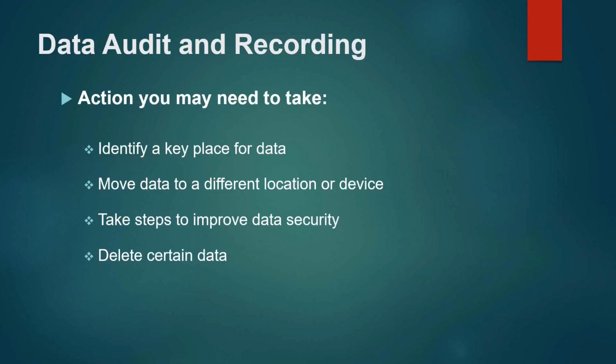Actions that the PCC may need to take include identifying a place to keep the data. This may be moving it from a number of locations to a centralised place. Taking steps to improve data security. This may include password protection or encryption if the data is particularly sensitive. Maybe you're holding data that needs to be deleted. This is now a good opportunity to get on with it. Although be careful, don't delete information that's needed for the work of the church. You'll need to think about it.